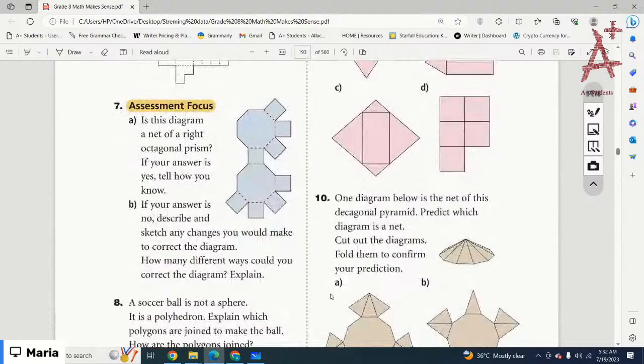Okay, let's see question number 7. Is this diagram a net of a right octagonal prism? If your answer is yes, tell how you know. If your answer is no, describe and sketch any changes you would make to correct the diagram. How many different ways could you correct the diagram? Explain. Okay. Octagonal prism. Okay, octagonal prism. Let's see.